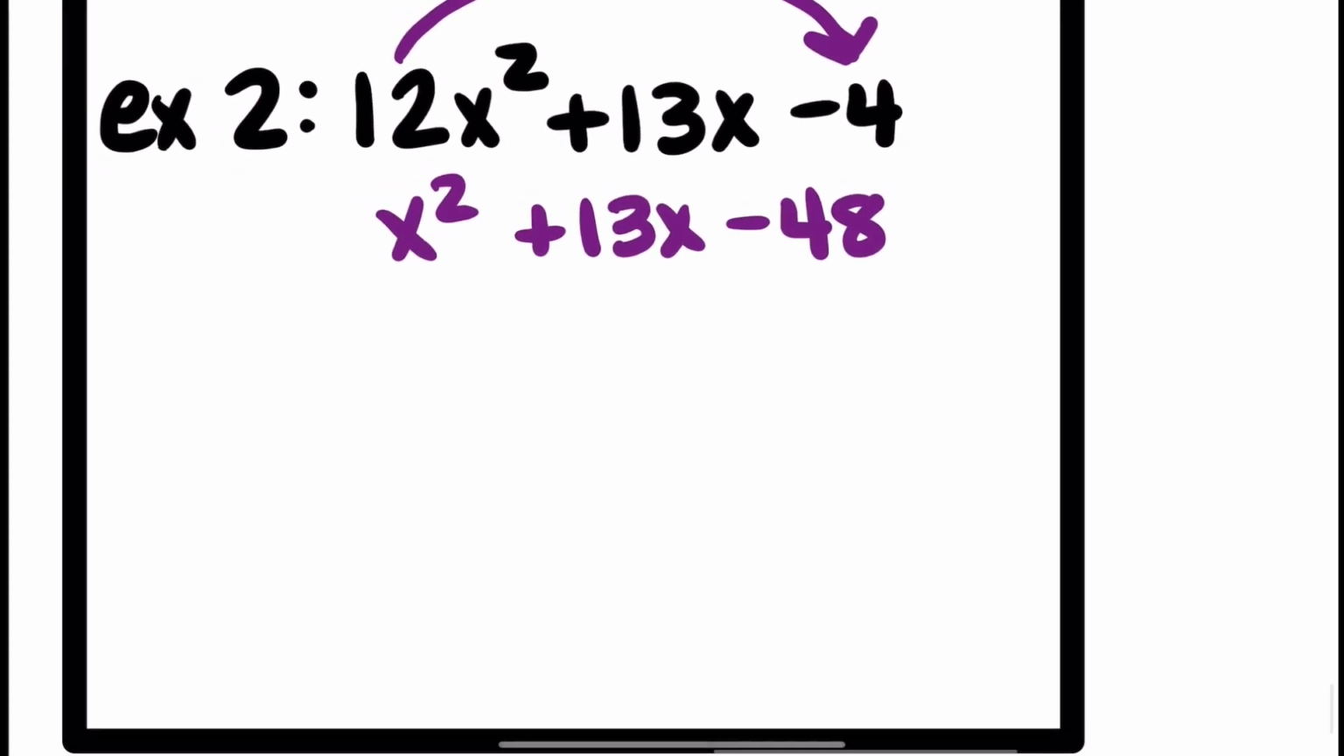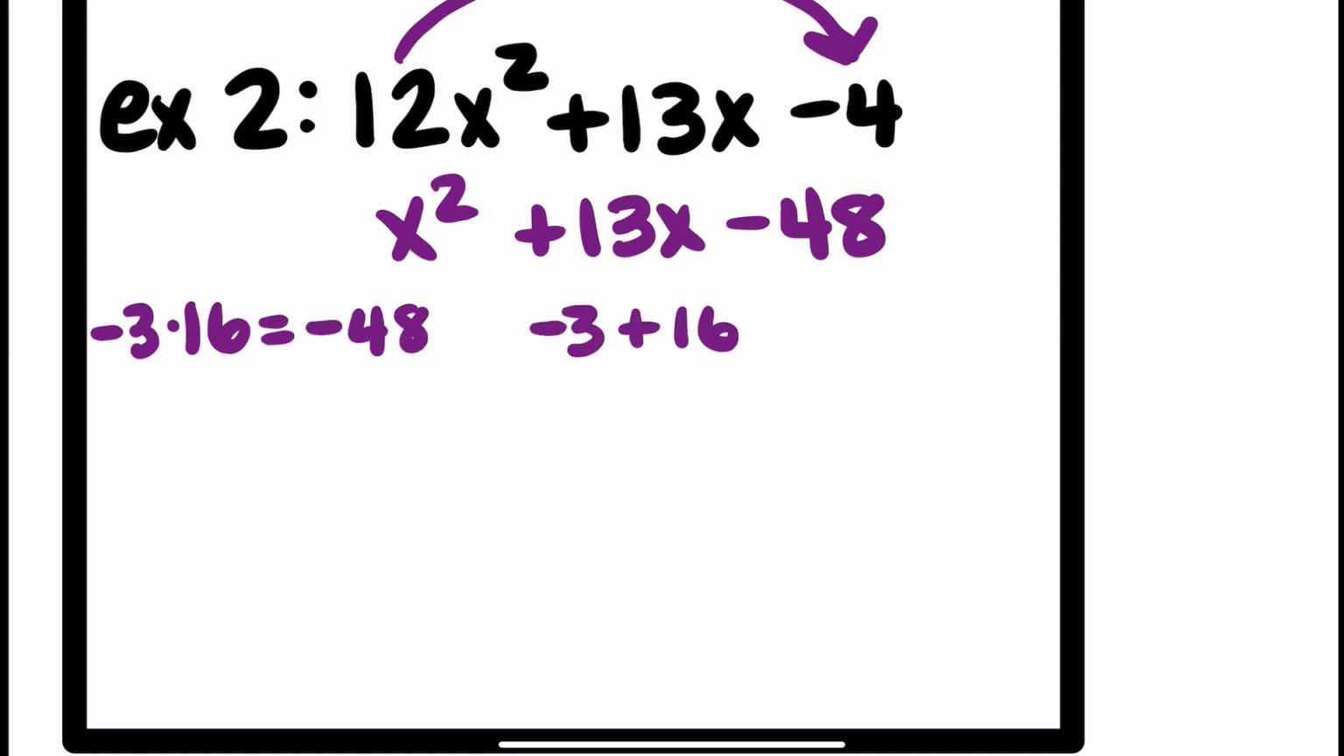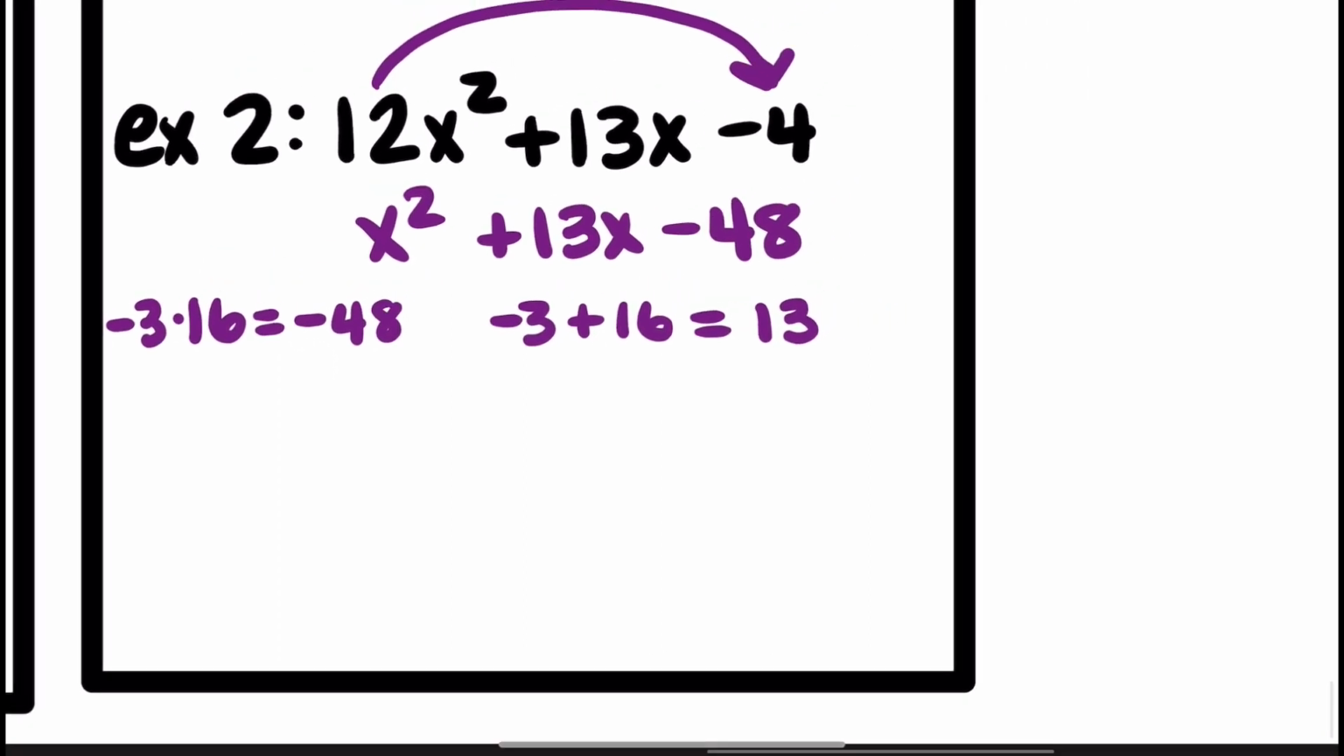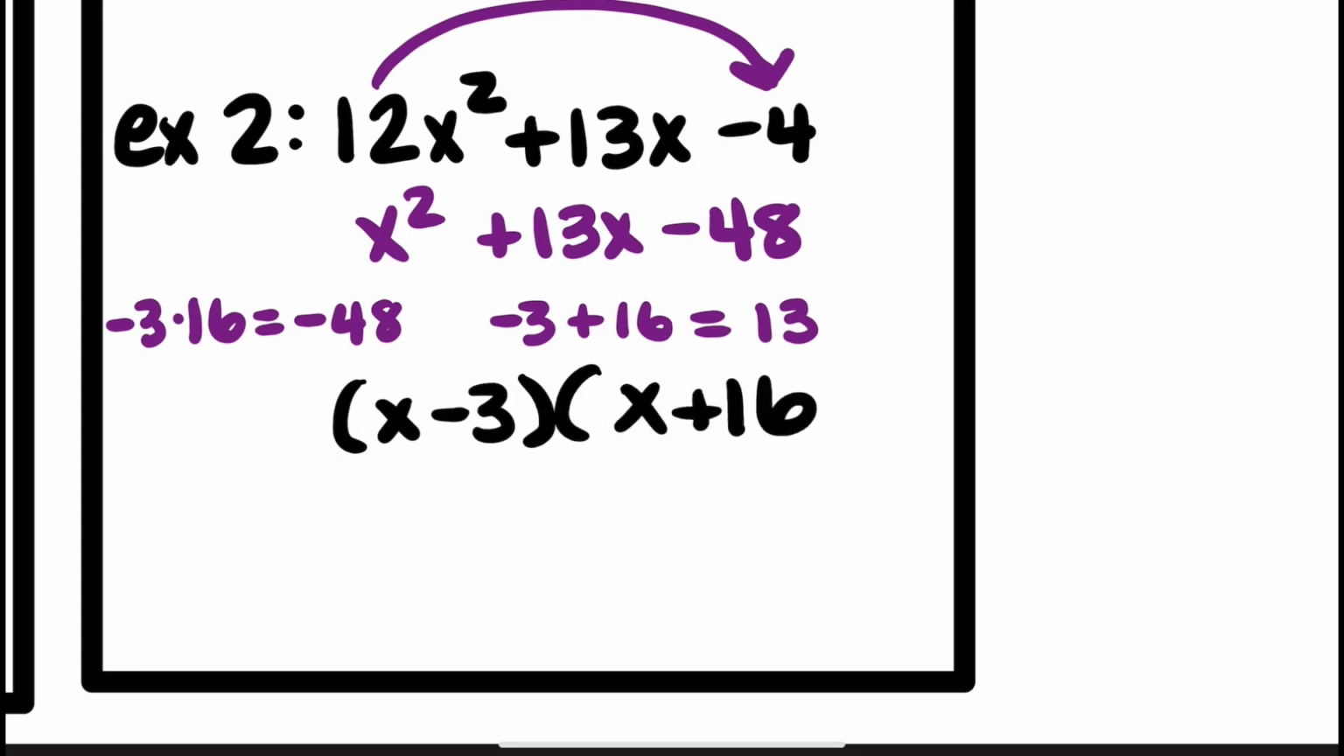Now, a is 1 in this case, in the purple polynomial here. So we are just going to factor that normally. We're looking for two numbers that multiply to negative 48, but when you add them, you get positive 13. So those numbers are negative 3 and positive 16. Now you're going to factor this as x minus 3 and x plus 16. Okay, don't forget to divide now by the 12 that you slipped in the beginning.